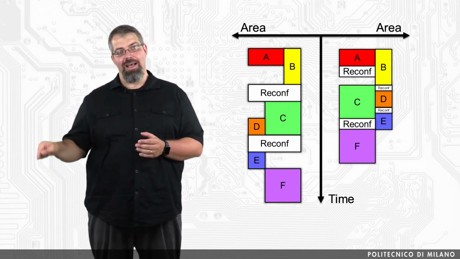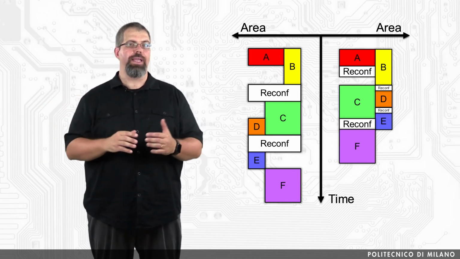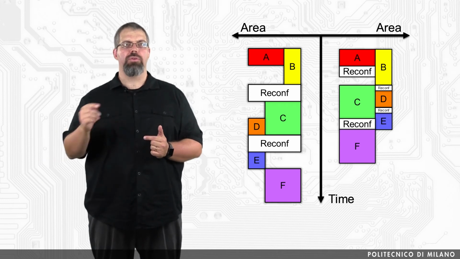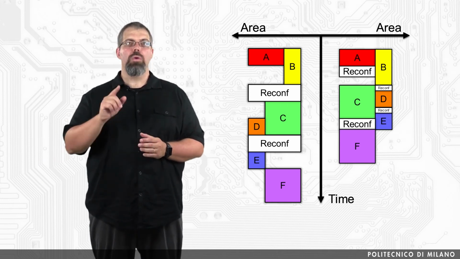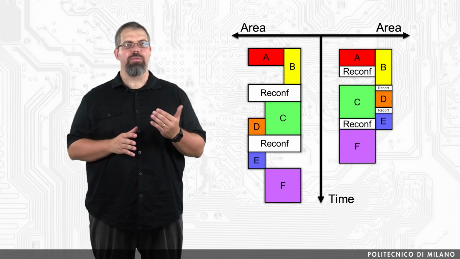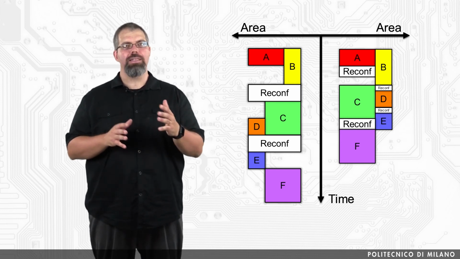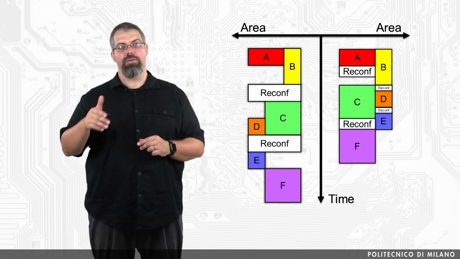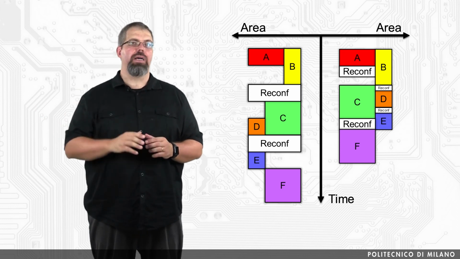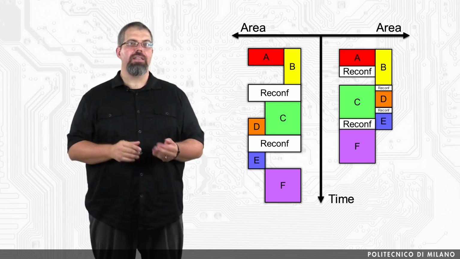Once B is done, we can start C right away, while we have to configure D before starting its execution. Within this context, we can see that the reconfiguration of C is hidden by the execution of B, while the reconfiguration of E is hidden by the execution of C, and finally, the reconfiguration of F is hidden by the execution of E.